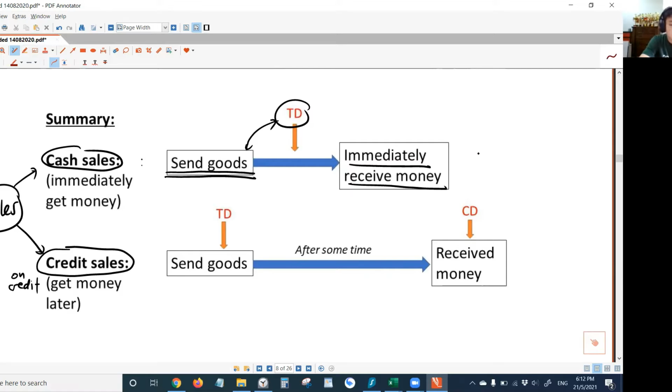Because you get the money on the spot. Good. So that's the end for cash sales. Only trade discount can be applicable, because customers don't owe you money after receiving the goods.